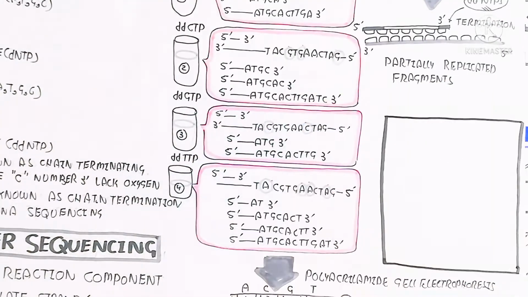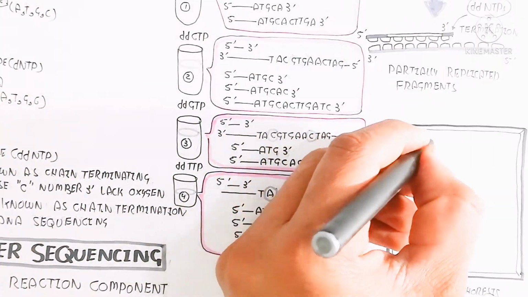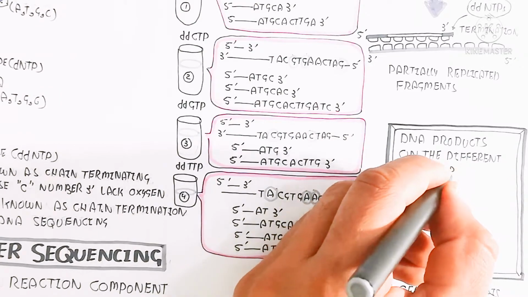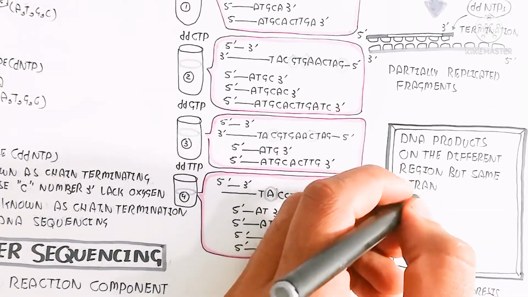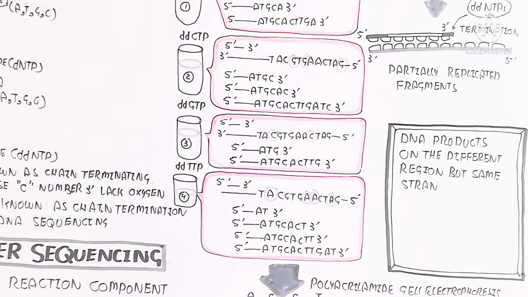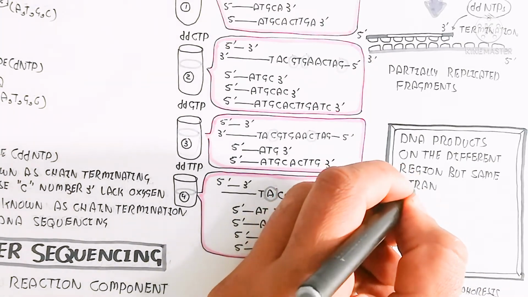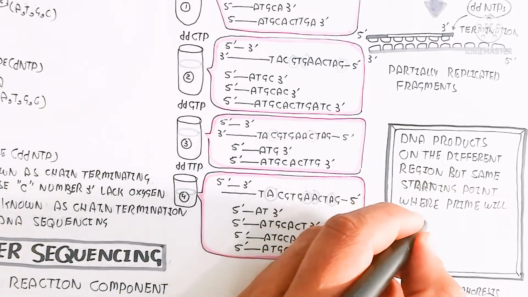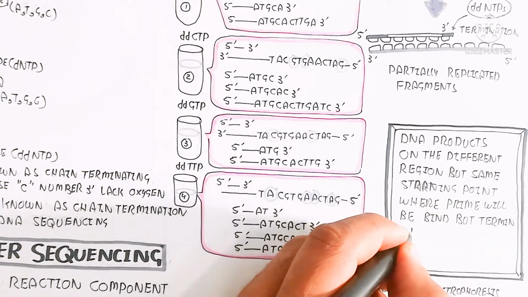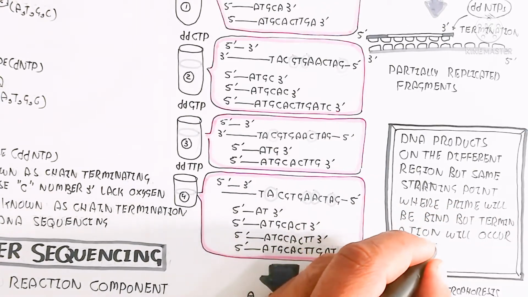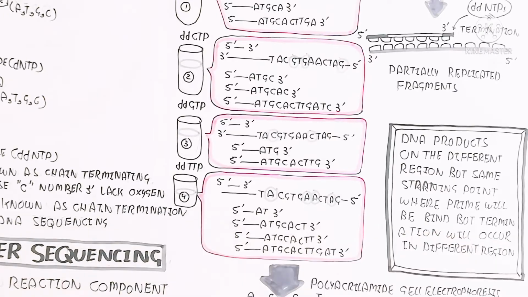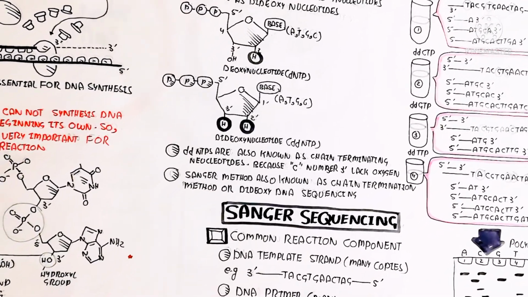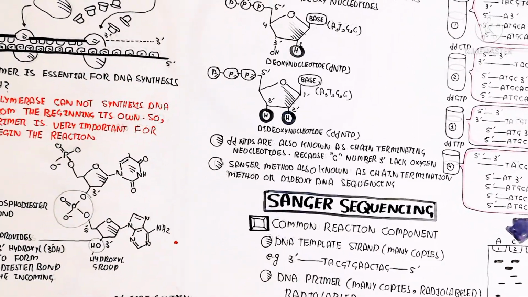So this is an important thing. It is also used for fingerprinting and for the identification of DNA and DNA products of different regions but the same starting point. The primer will bind at the same region, but the termination will occur at different regions. You can see and understand why: because when the dideoxynucleotide binds, the termination occurs, otherwise it will not.